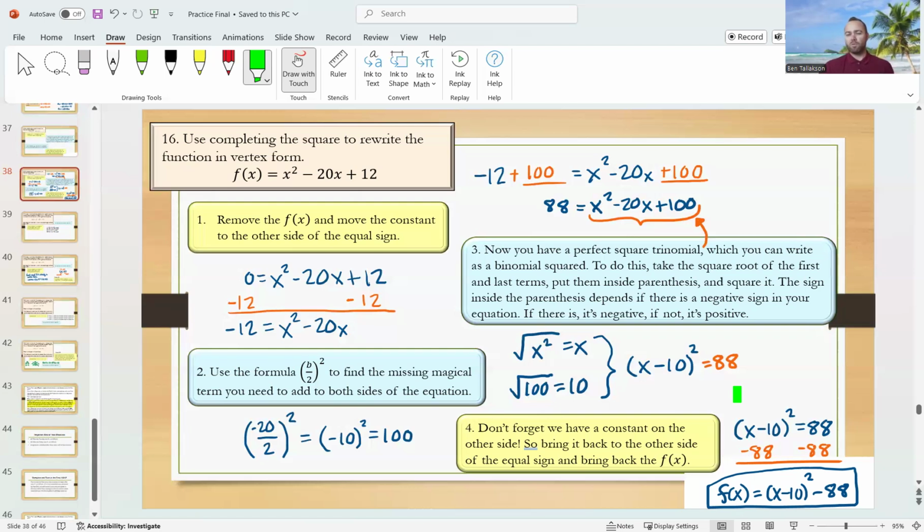And remember, vertex form means the constant is also on the same side of the equal sign as everything else. So I'm going to subtract 88 from both sides, leaving me with x minus 10 squared minus 88, and that is set equal to 0. Well, we only replaced f of x with 0 so we could complete the square, and now it's time to bring f of x back. So there is our vertex form.